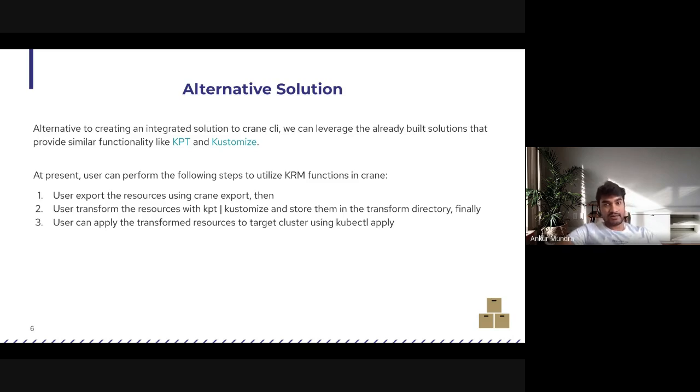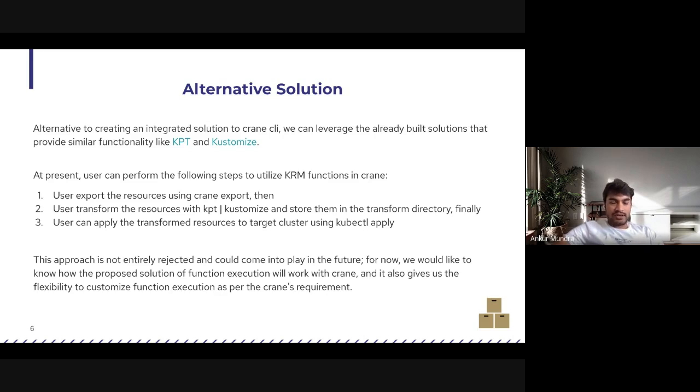To utilize functions in Crane, we'll first have to export the resources using Crane export. Then we'll transform the resources with KPT or Kustomize and store them in a transform directory. And finally, to apply them to a target cluster, we need to use kubectl apply. So for a single task, we'll have to utilize three different utilities. That was one of the reasons we have not yet gone with this.